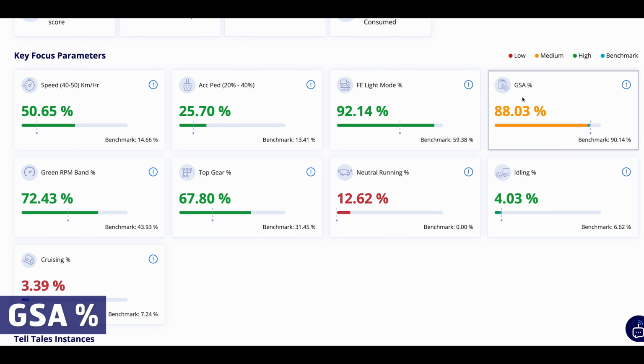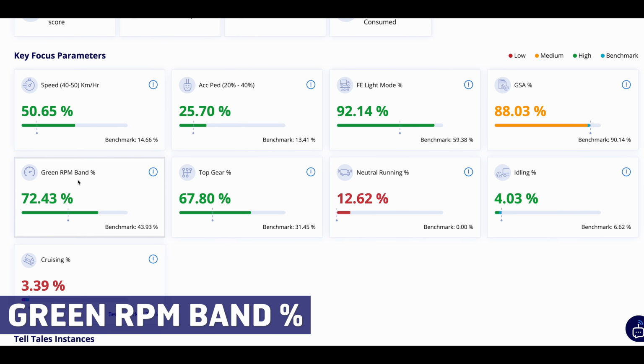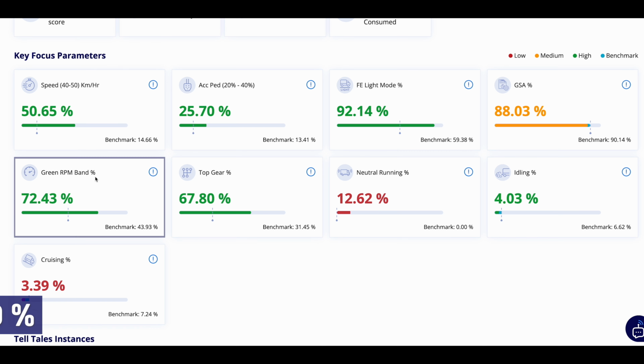Another parameter is the GSA, Gear Shift Adherence percentage. This metric is specific to your vehicle model, and achieving 90.14% is considered ideal according to the benchmark. Engine RPM, revolutions per minute, is categorized into 2 bands, green and low. The green RPM band, generally between 1000 RPM and 1500 RPM, signifies efficient engine operation. The system will likely also provide a separate benchmarking value for the low RPM band when working below 1000 RPM.